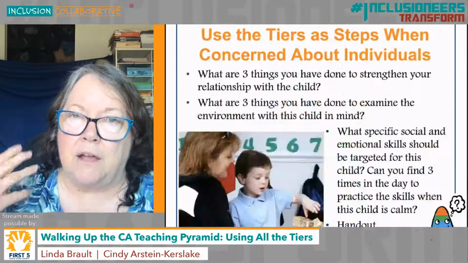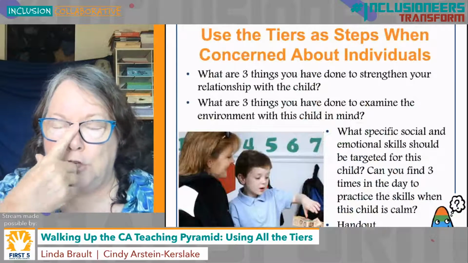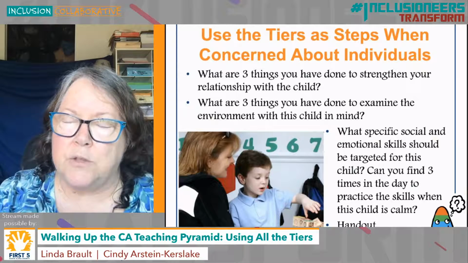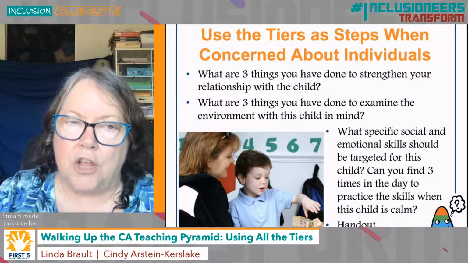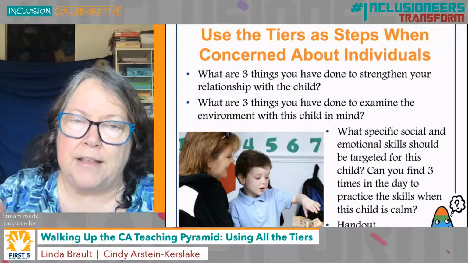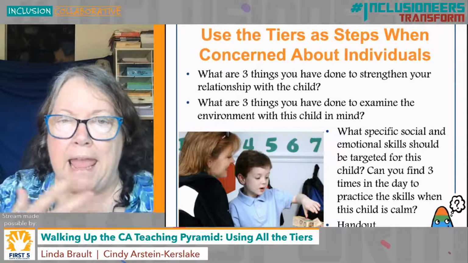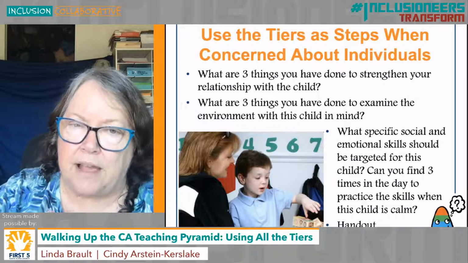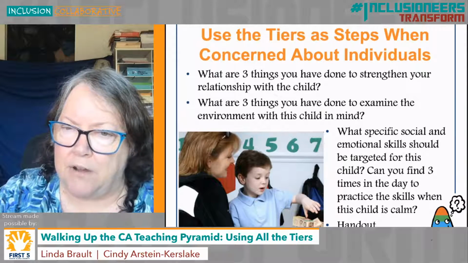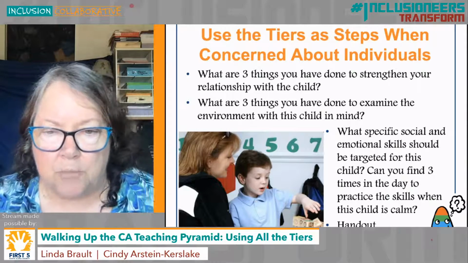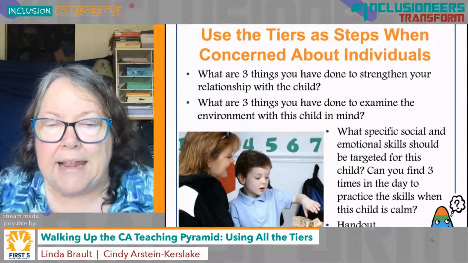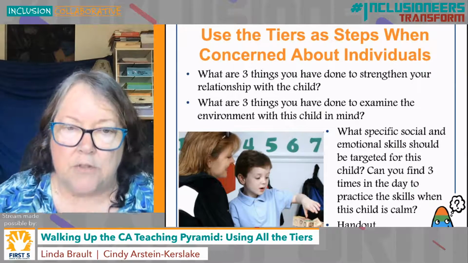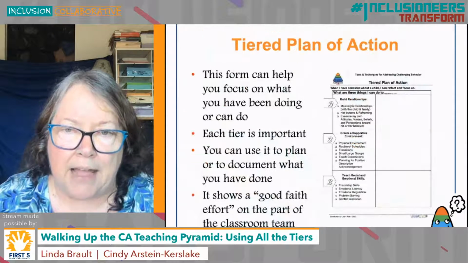And we've even got a form that you can use to document what you're trying along that way, so that if you've got an individual child, you can really think about what are 3 things either I've done or I can do to strengthen my relationship with the child. What are 3 things I've done or can do to examine the environment? And what specific social emotional skills should be targeted? And can we find 3 times in the day to practice when the child is calm? So this is our tiered plan of action.